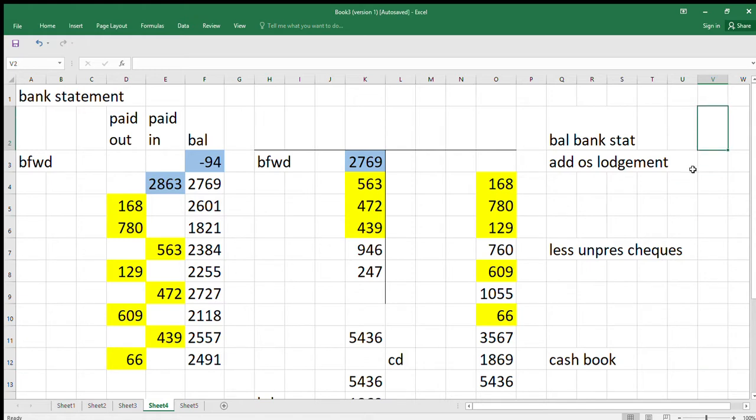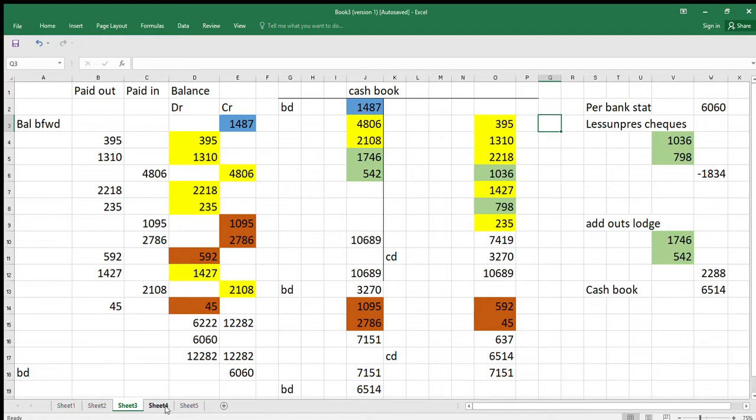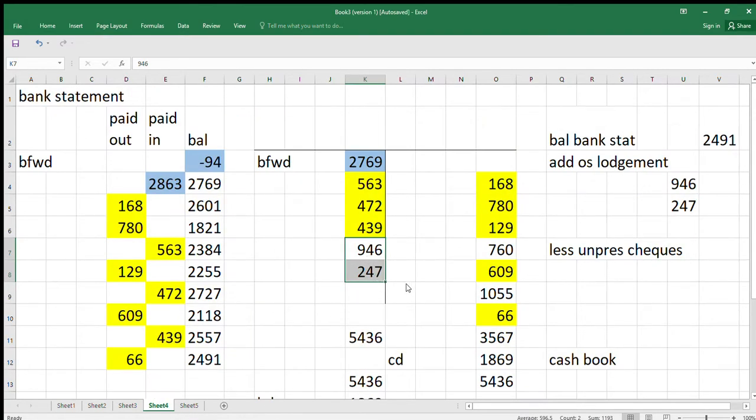Right, so balance as per the bank statement is 2491. Unpresented checks. Well, let's do the outstanding large sums first because they want to have that in there. So we've got 946 and we've got 247 there. So that is these figures here. What did I call them in the last one? I went for colour green, didn't I? So let's put green. Those are those figures there. So we'll add those on.